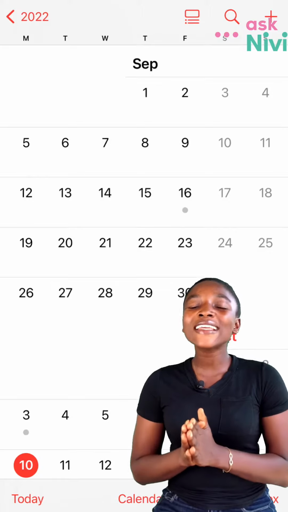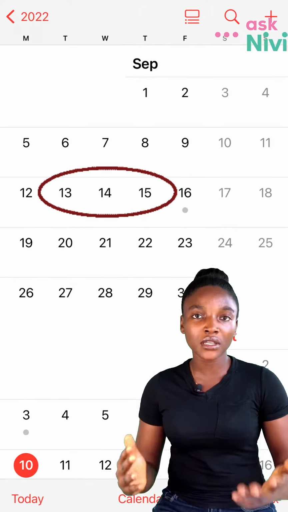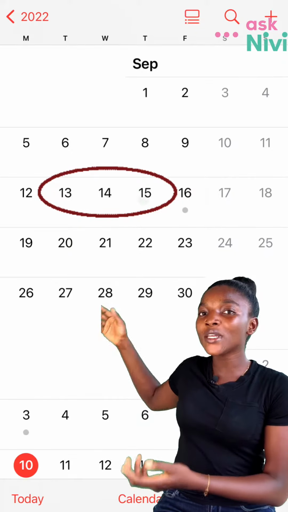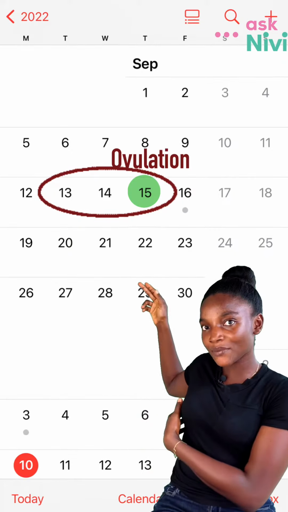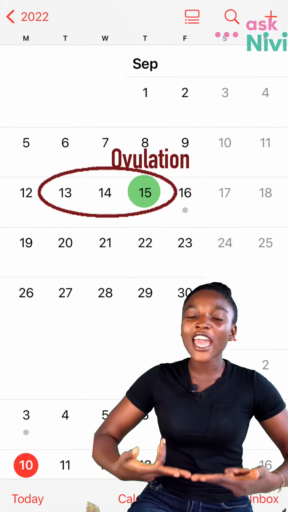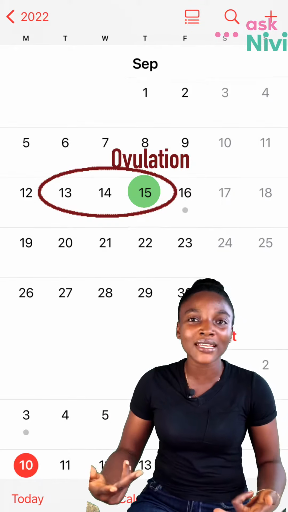Usually, you ovulate at the middle of your menstrual cycle. So in my sample here, my ovulation date will be between the 13th to 15th. It is advisable that you give a long span of ovulation, especially if you are trying to prevent pregnancy.